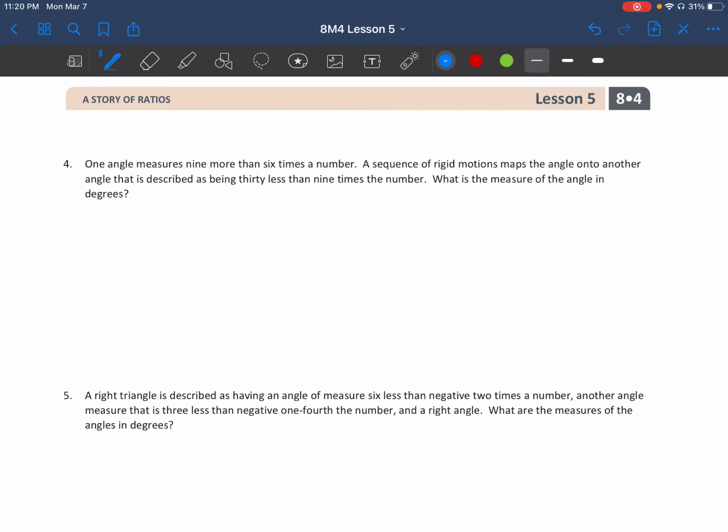All right, let's go on to look at number 4. One angle measures 9 more than 6 times the number. A sequence of rigid motion maps the angle onto another angle that is described as being 30 less than 9 times the number. What is the measure of the angle in degrees? All right, so we've got 6 times the number plus 9, which is equal to 9x minus 30.